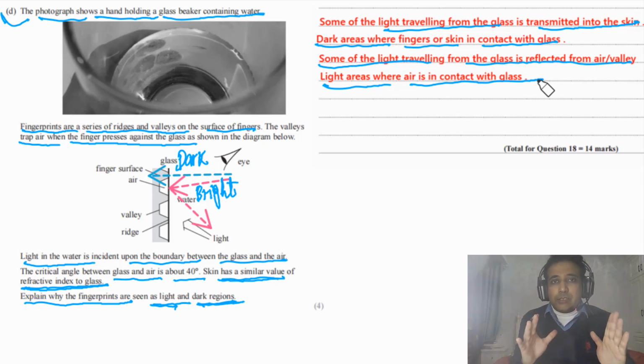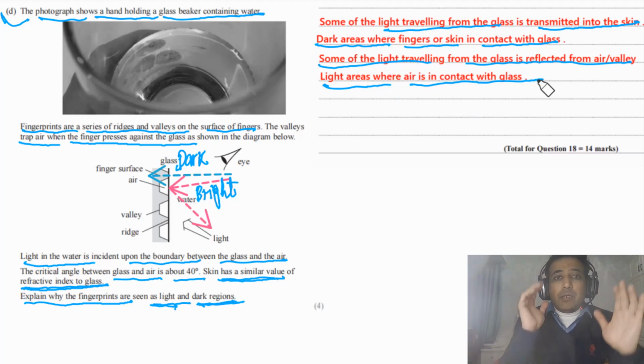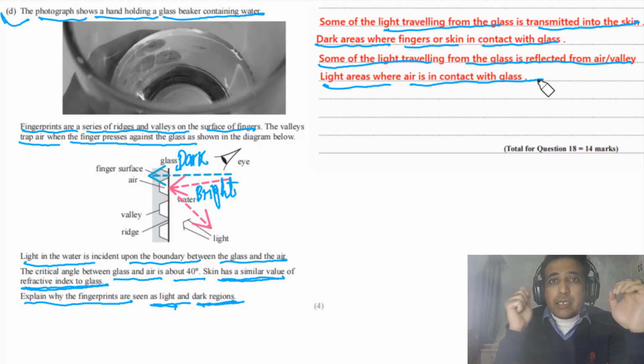A beautiful question, and also the last question from this paper. We have done all the questions from this paper and I have explained all the questions in detail.